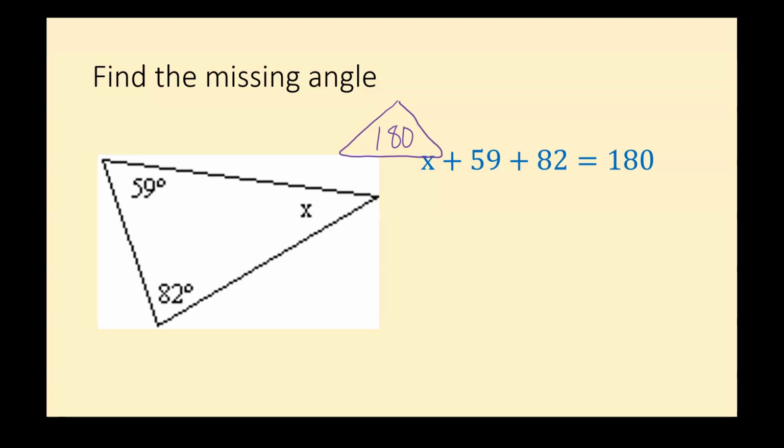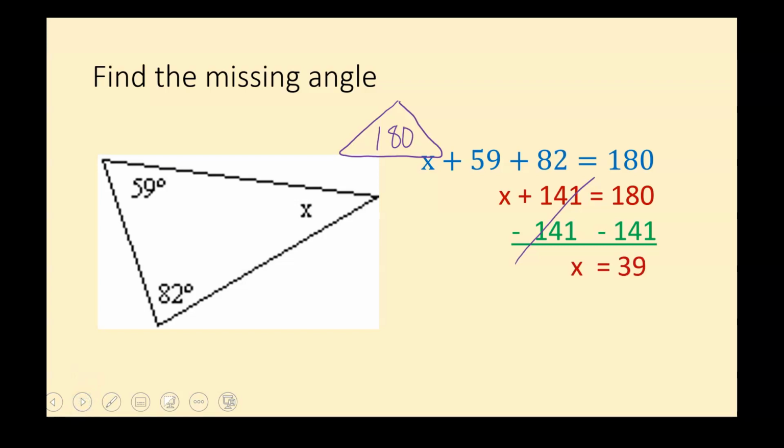Then we're going to simplify. We're going to add the 59 and the 82. That gives us 141. So x plus 141 equals 180. Now we have an algebra problem. We're going to solve for x, which means we need to subtract the 141 from both sides. Our 141s will cancel. On the left side, we're left with x, and on the right side, 180 minus 141 gives us 39. So x is equal to 39. Good job, ladies and gentlemen.